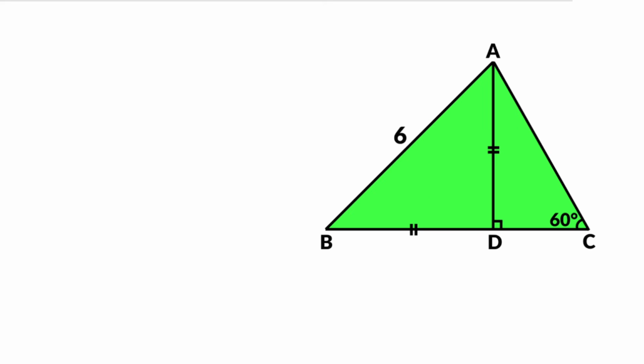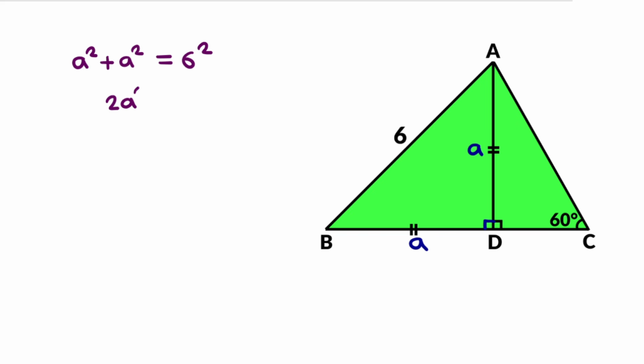Since AD is vertical and BD is horizontal, this is a right triangle. And because AD equals BD, it is an isosceles right triangle. Let's call each of those equal legs A. Now apply the Pythagorean theorem. A squared plus A squared equals 6 squared.